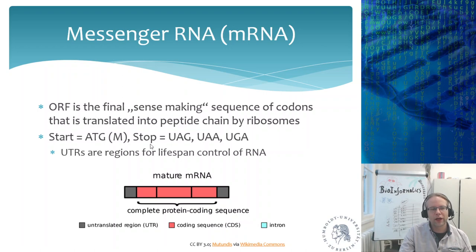And then there's a stop codon, and the stop codon can be coded by different three-letter codons of RNA, and that is UAG, UAA, or UGA. Those are the stop codons, and those direct the ribosome to stop translating the mRNA at that point and to release the protein into the cytosol or the endoplasmic reticulum, depending on where synthesis occurs. And then, of course, the UTRs, the untranslated regions at the beginning and at the end, are there for lifespan control of the RNA. They make sure that the RNA is not degraded during transport, but they also encode the number of proteins that should be made from a single messenger RNA. So, all right, messenger RNA. We already talked a lot about it.